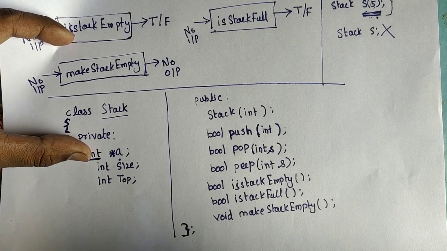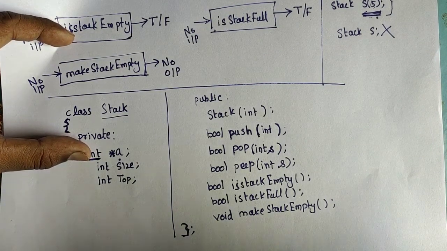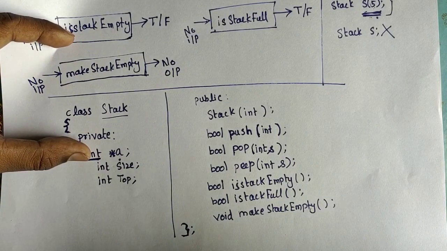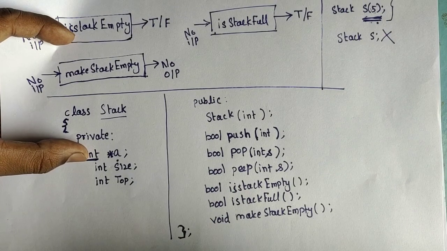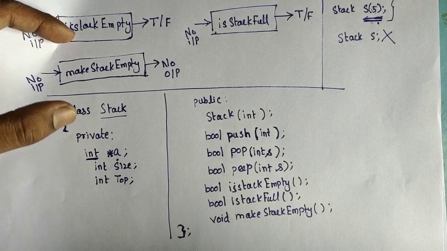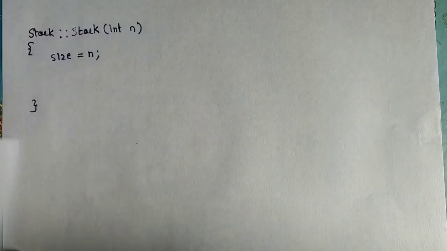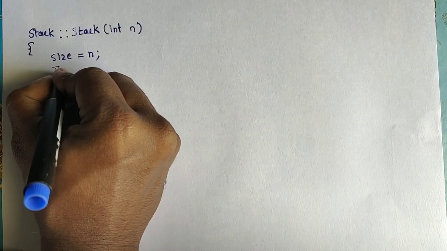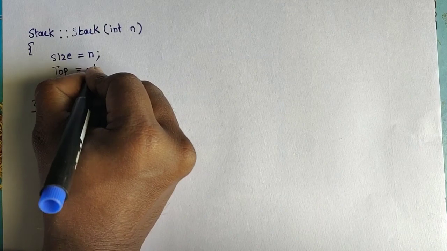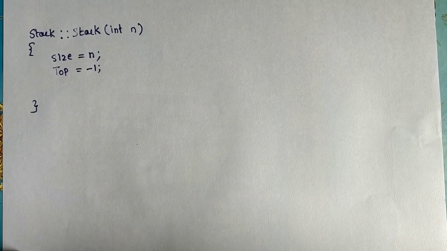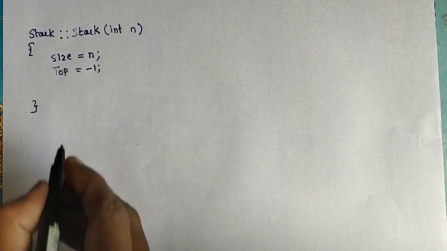-1 means an invalid index. If the content is there, it may be pointing to a valid index. If the content is not there, the top is pointing to some invalid index. So when the stack is created as a new stack, at that time the top value is going to be initialized with -1. Okay, that's all.